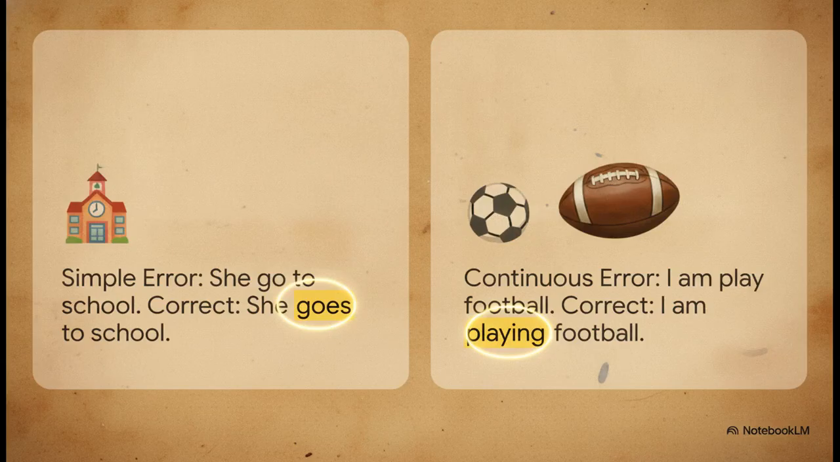Let's look at some common pitfalls. Notice how in the simple present, saying "she go to school" is definitely wrong because for he, she, or it, we absolutely must add s or es. So "she goes to school" is the right way to say it. In the present continuous, dropping the ing breaks our established logical formula entirely. "I am play football" fails the pattern. It has to be "I am playing football."